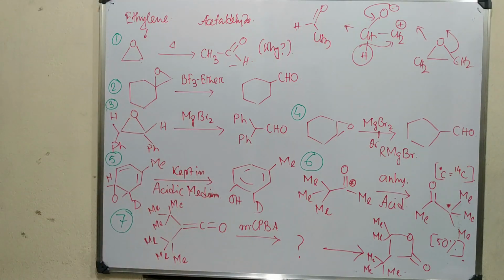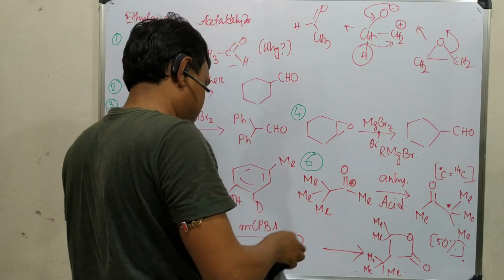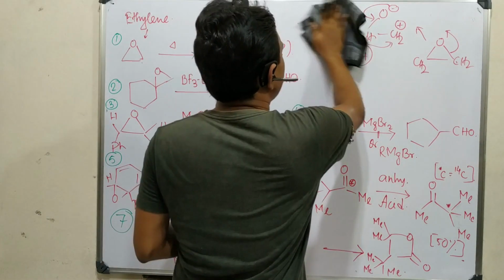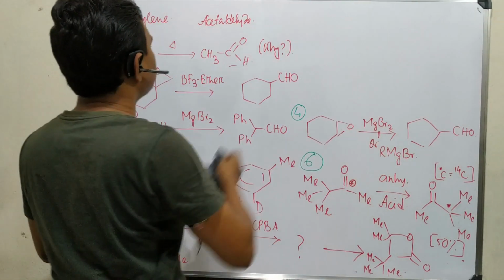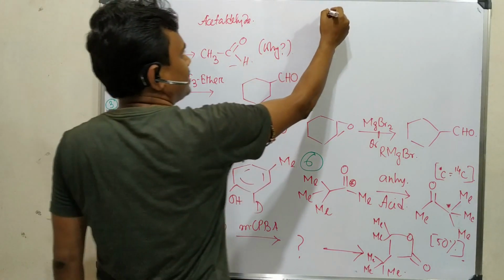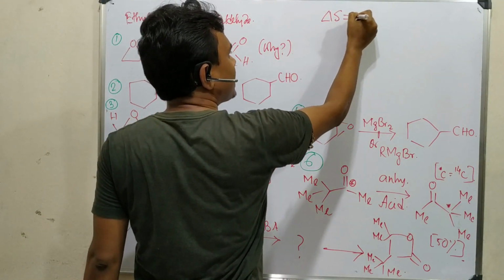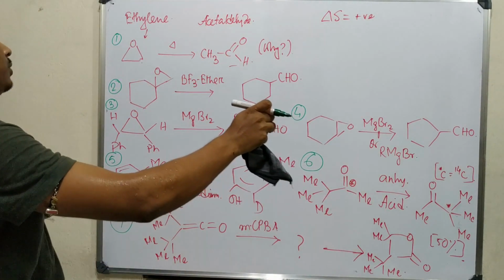Now the question is why this reaction happens. The reason for this reaction to happen: first of all, you can see a cyclic compound is converted to an open chain compound. Cyclic compound to open chain, so entropically this is positive. So delta S is positive.